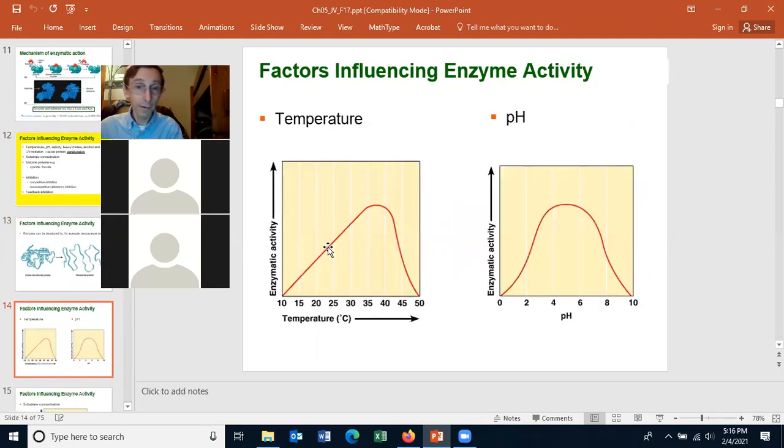This is showing you that generally speaking, enzymes have an optimal temperature or an optimal pH, and when you move away from that optimum, the enzyme still functions, but as you move further and further away, the enzyme will function less and less until eventually the enzyme will stop functioning. Any question about that?